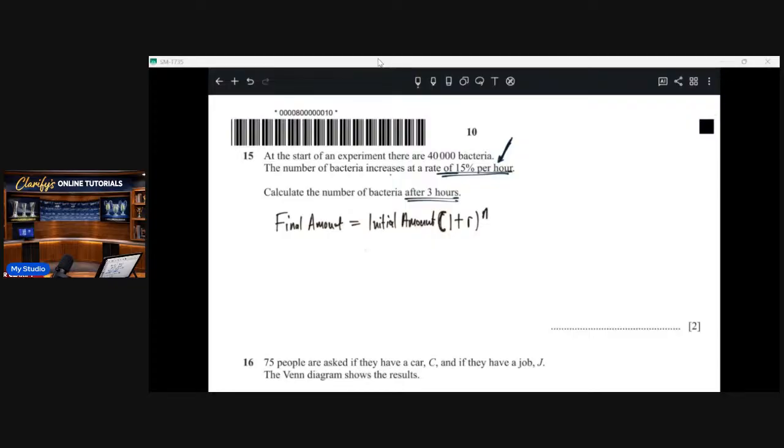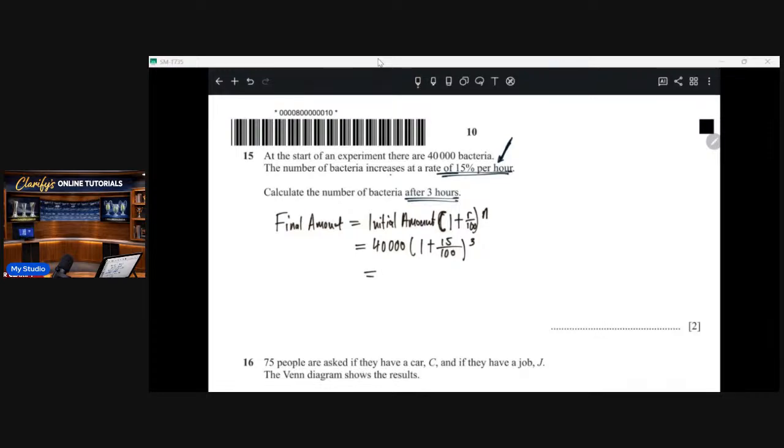So to get the final amount, what is the initial amount? 40,000. Then you multiply by 1 plus, what's the rate? 15%, which is 15 over 100. If you want, you can make sure the rate is divided by 100. It's 15%, which already means it's over 100. So then you say to the power of 3. This is what you do, and you just get your answer.